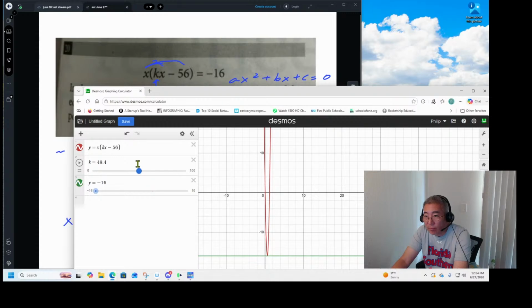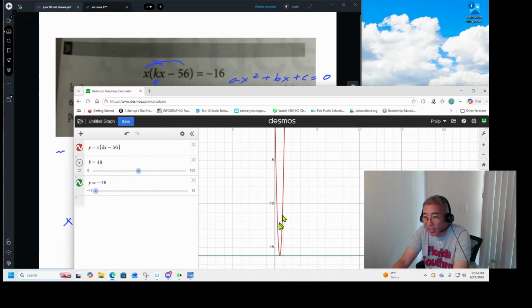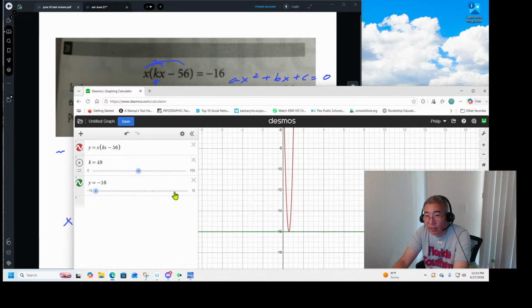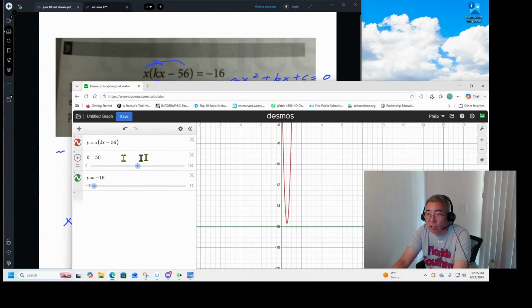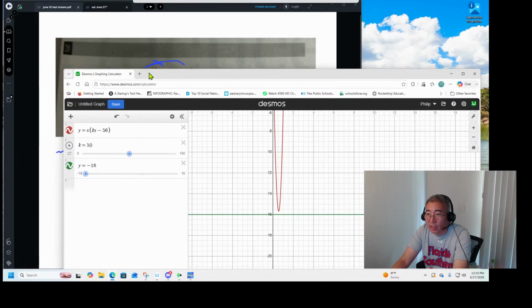48, so 49, it exactly touches, right? And so I need to make it 50 to make it not touch, and then any value above 50 is fine, but the smallest value that makes it not touch is 50. So that's how you get the solution using Desmos. A little bit, I think, easier. It doesn't take as much algebra understanding, at least.